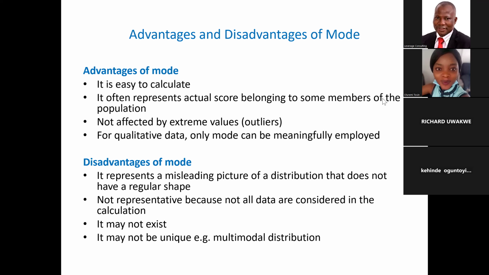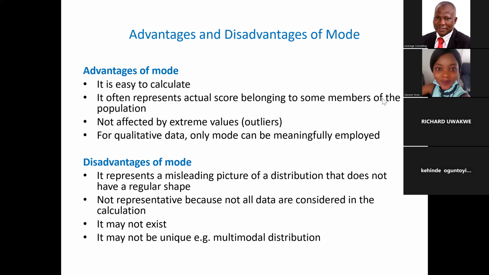Now, advantages and disadvantages of the mode. It is easy to calculate. Some people say it is easy to recognize, but if you are talking about grouped data, to me it's not easy because those formulas can destroy people. But if it is not grouped data, it's easy. You don't need to calculate, just know which one appears most. It often represents an actual score belonging to some member. If you say the mode is 50, you can see that some people have 50 as the value.